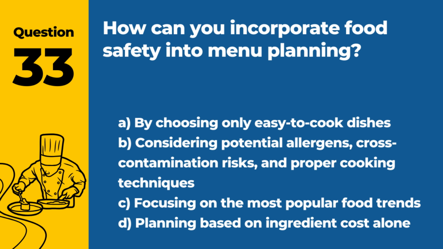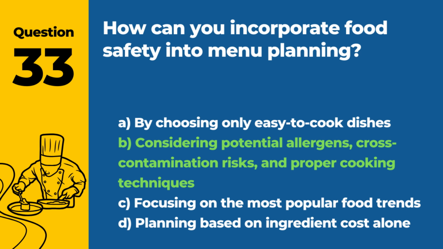Question 33. How can you incorporate food safety into menu planning? A. By choosing only easy-to-cook dishes. B. Considering potential allergens, cross-contamination risks, and proper cooking techniques. C. Focusing on the most popular food trends. D. Planning based on ingredient cost alone.